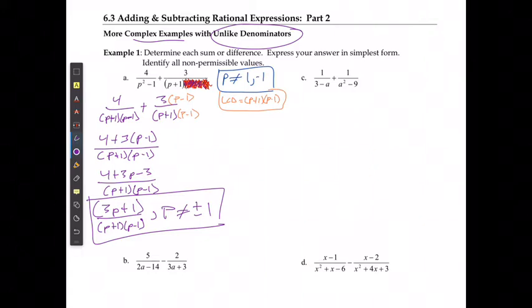All right, in the second case, I'm going to factor down the left-hand side, and I'm going to use my negative rule to rearrange the left-hand side. So I'm going to state right from the get-go that 1 over negative a minus 3 plus 1 over (a plus 3)(a minus 3). From here I can state my non-permissible value. A cannot equal 3 or negative 3.